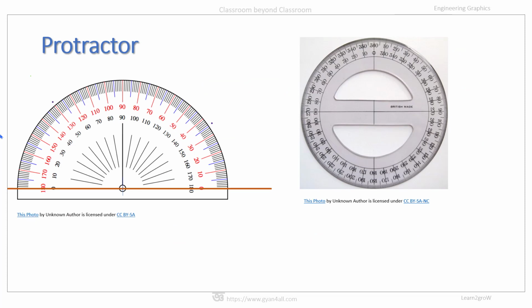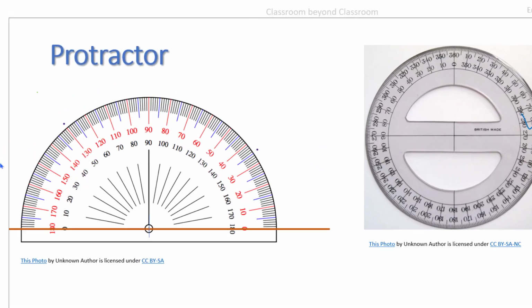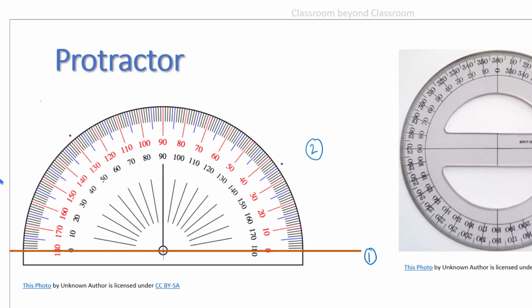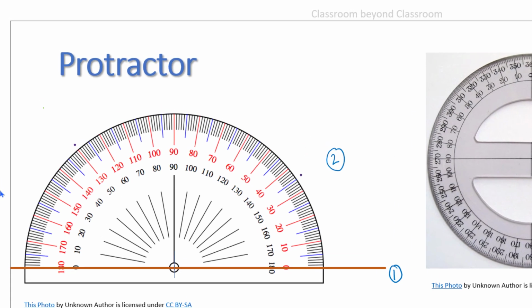Now, protractors. Protractors are used for measuring or constructing angles which cannot be done with the set squares. The protractor has graduations for angles from 0 to 180 degrees, and protractors for 360 degrees are also available. Suppose we want to draw a line, say this is line number 1, and we want to draw a line 2 at an angle of 35 degrees.